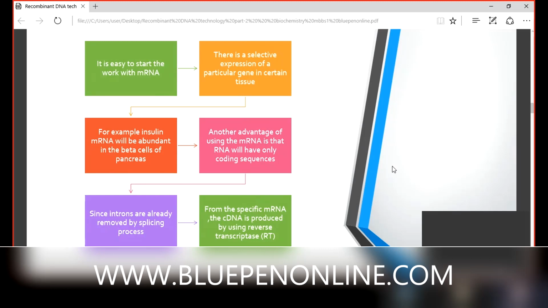Insulin is present in which area? Beta cells of the pancreas. Alpha, beta, gamma, delta are there. So the beta cells of the pancreas contain insulin, and we take that mRNA of insulin. For the protein synthesis pathway, we take only that mRNA.